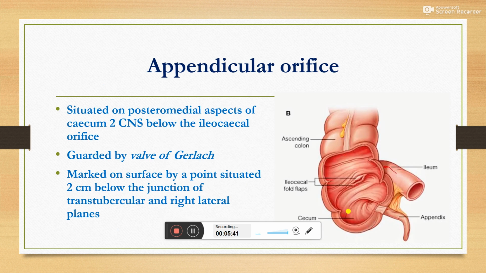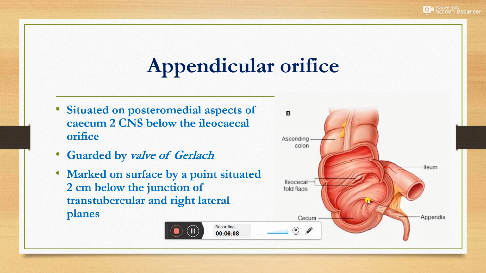So let us see the details of the appendicular orifice. It is situated on the posteromedial aspect of the cecum, 2 centimeters below the ileocecal orifice. This is the terminal part of the ileum which is opening into the cecum. Here is the ileocecal wall. 2 centimeters below this there is the opening of the appendix.